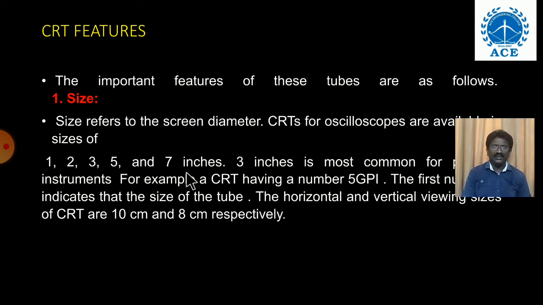For example, a CRT having the number 5GP1. Here the first number 5 indicates the size of the tube. So 5 is the size of the tube. The horizontal and vertical viewing sizes of the CRT are 10 centimeters and 8 centimeters respectively. So that means 5GP1 will give an idea about the size of the tube and the horizontal and vertical viewing sizes also. So this is one of the important features.